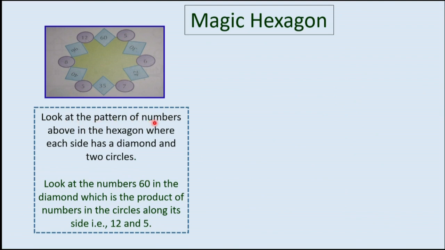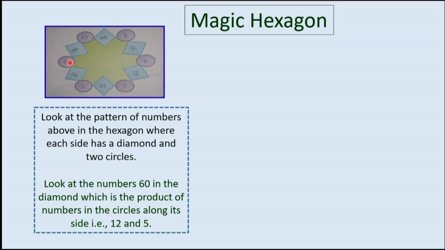Look at the pattern of numbers above in the hexagon, where each side has a diamond and 2 circles. Hexagon means how many sides will be there? 6 sides. Hexagon, 6 sides. In the 6 sides, how many? 1, 2, 3, 4, 5, 6. Each contains how many? Sorry, each contains 1 diamond. Total is what? 6 diamonds. Like this way.